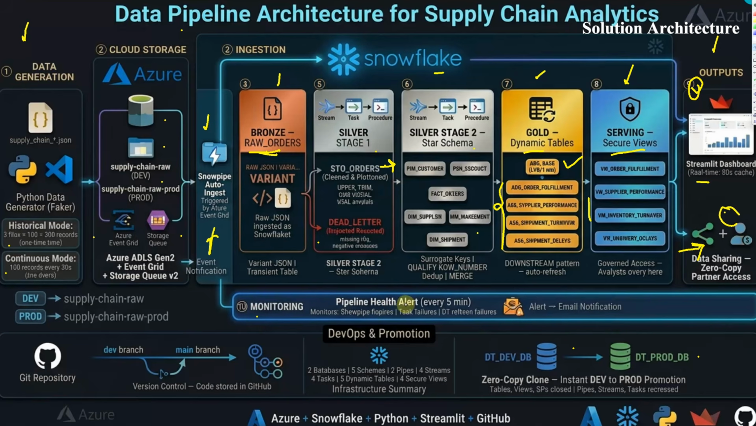So if any one of these failures occurs, this monitoring pipeline will trigger one email notification to the respective data engineer, and once that data engineer gets that notification, he will look into this data pipeline and figure out what's exactly going wrong, instead of monitoring this pipeline 24 by 7 manually.